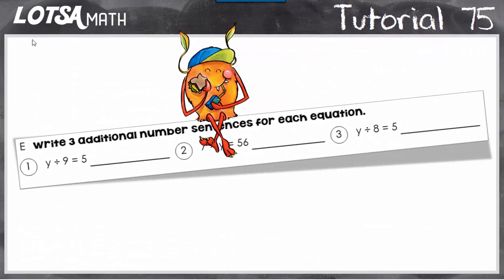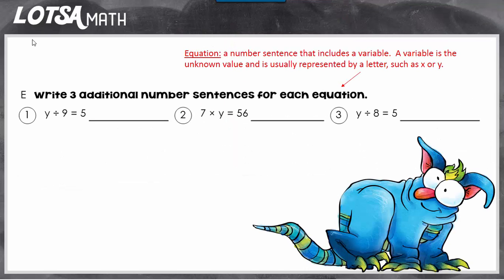For these problems, we're going to write 3 additional number sentences for each equation. So remember, an equation is just a number sentence that includes a variable. And a variable is an unknown value that's usually represented by a letter such as X or Y.